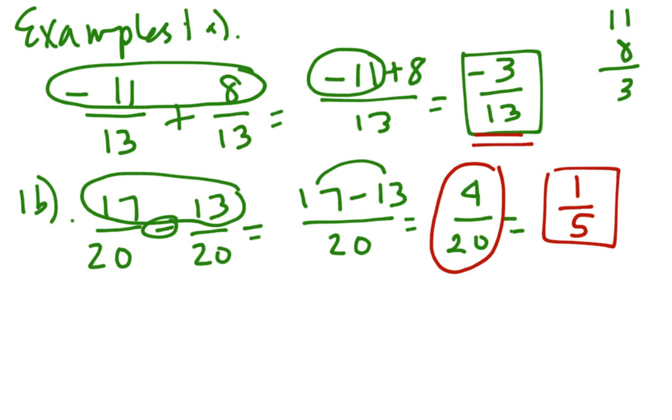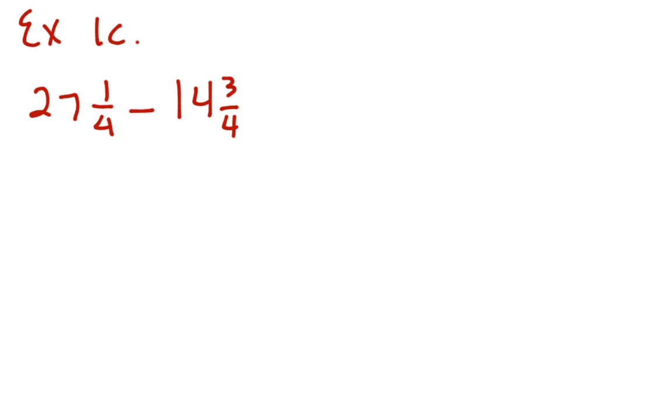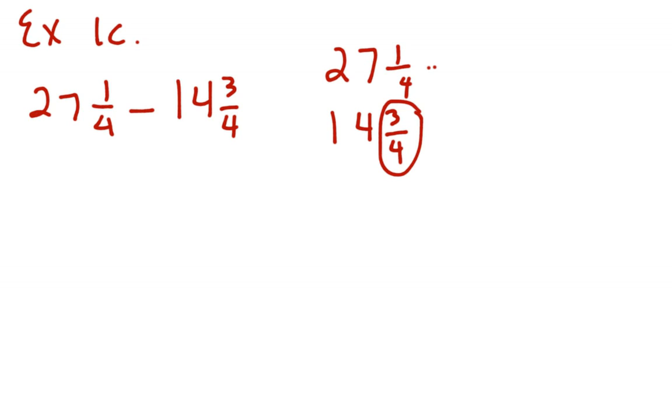And the last example is going to be mixed numbers, so it's going to be a little bigger, so I'm going to change pages. Example 1c, 27 and 1/4, subtract 14 and 3/4. I could change these mixed numbers into improper fractions, which would be a lot of big numbers, but I'm not going to do that. I'm going to use subtraction and keep the whole numbers. So I'm going to borrow. I don't have enough if I write them one above the other. 14 and 3/4 is smaller than 27 and 1/4, but the 3/4 is bigger than the 1/4. So I have to borrow.